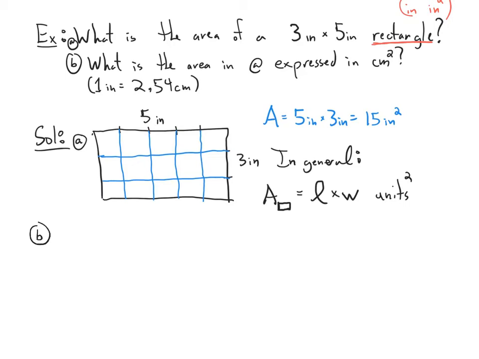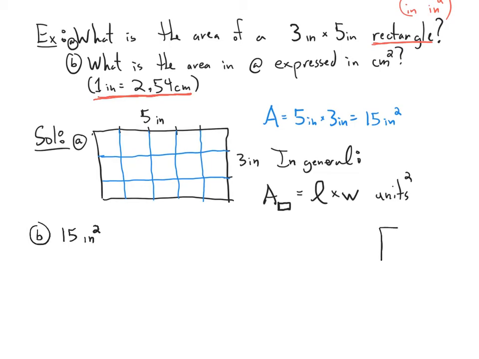But remember, we know a conversion here. We're told, and this is exact, by the way, this is the definition of an inch nowadays. 1 inch is literally just 2.54 centimeters. That's how they define an inch these days. So if I want to convert 15 square inches into square centimeters, well, let me think about this.